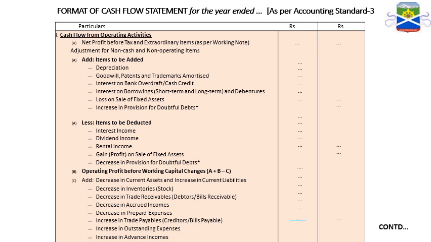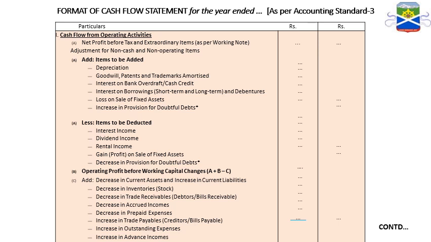be done for operating and non-operating income and expenses. The items to be added are depreciation, goodwill, patent and trademark if written off or amortized, interest on bank overdraft or cash credit, interest on borrowings both short term and long term, debentures, long term loans, loss on sale of fixed assets, and increase in provision for doubtful debts. If that is there, then we have to add it over here.